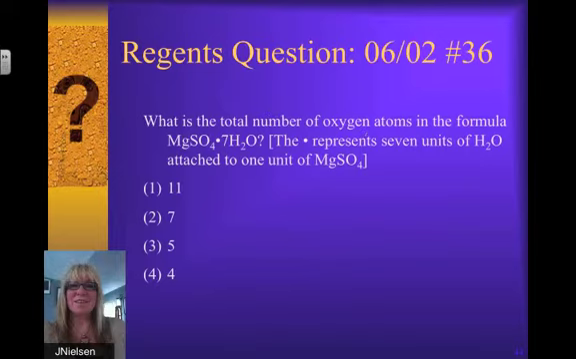What is the total number of oxygen atoms in the formula? So they just want to know the number of oxygen atoms. So you've got 7 times 1 is going to be 7. Ooh, I'm sorry, my mistake. There's 7 in the water. They want to know in the whole formula. So water is 7, and we've got 4 in the MgSO4, so it was 11.